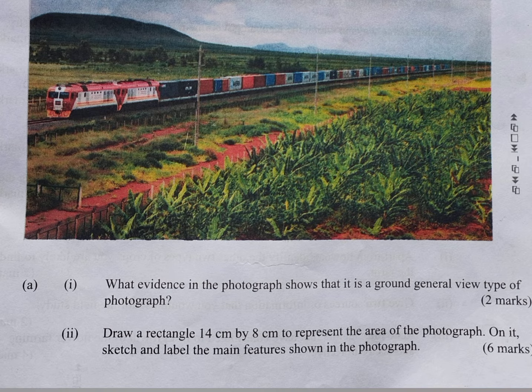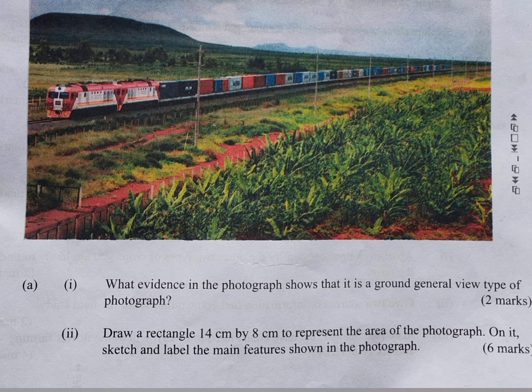The second part of the question says, on it, sketch and label the main features shown on the photograph. And looking at the photograph, there are so many features. You can see that the question had 6 marks. 1 mark is already earned by drawing a rectangle. So 5 marks are remaining, meaning we need to identify 5 main features.